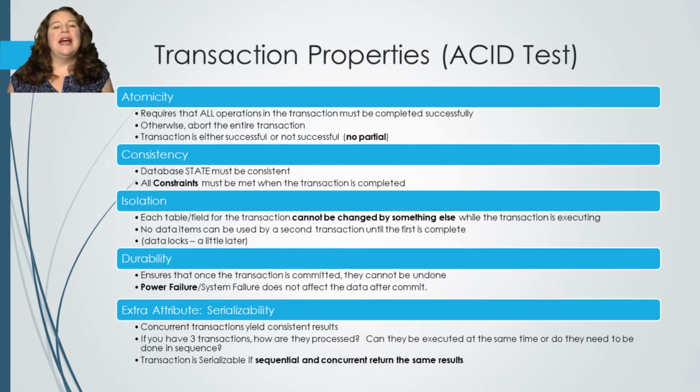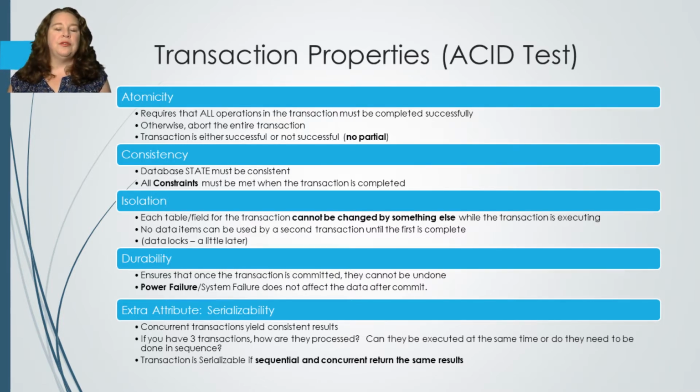There's an extra attribute that is not part of the ACID test, but is still part of the transaction properties, which is serializability. Is it able to be serialized? Serialized meaning, can you have two things occurring at the same time, or do they have to be sequential? Can you have concurrent transactions and still get the same result? Well, if I'm editing table A with one transaction and table B with a second transaction, sometimes it might be okay, unless I'm using values from table A in my update, things like this.